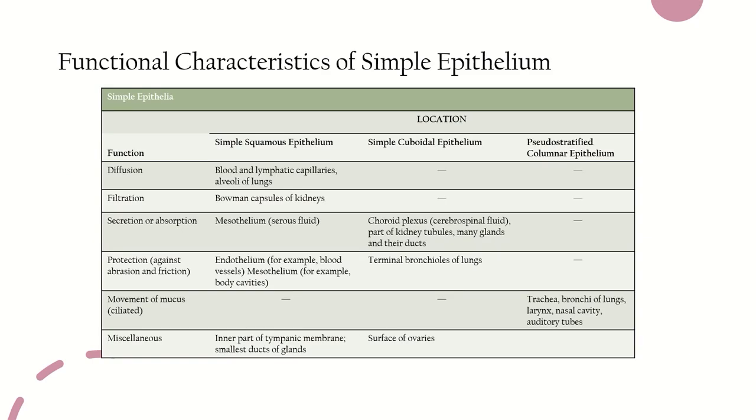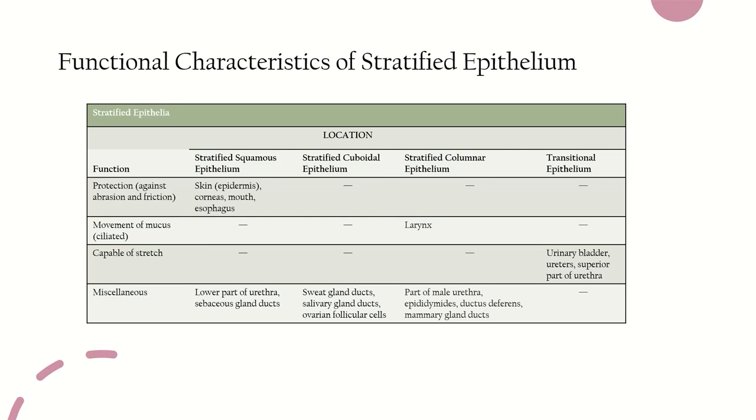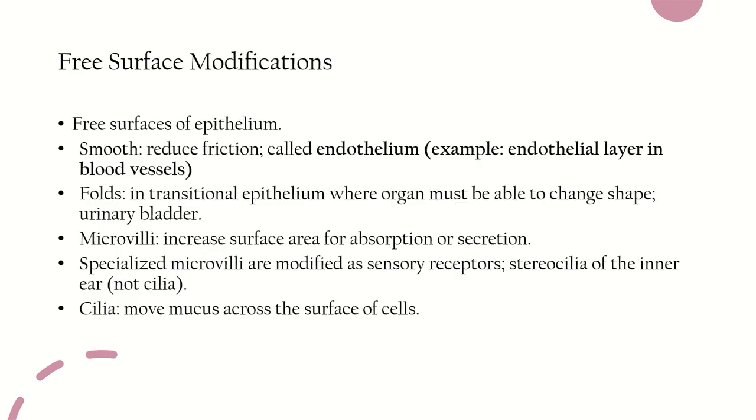And then here's a nice highlighted table in the next two slides as well, of just: okay, if it has a function like diffusion, what's it going to look like? Where's it going to be? Filtration, secretion, protection, mucus movement, other miscellaneous things for simple epithelia, and the same thing for stratified, with more of what their functions are specifically and where you would find them. And so we'll end the video there because we'll move on to surface modifications of cells and cell connections, which are different from just the organization of epithelial cells.